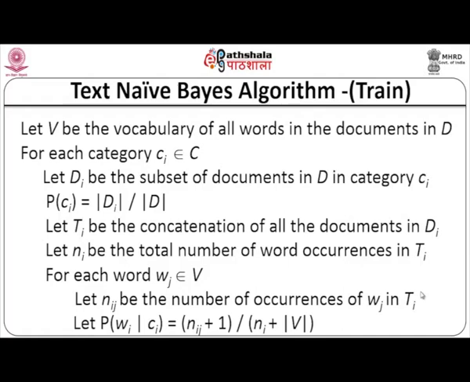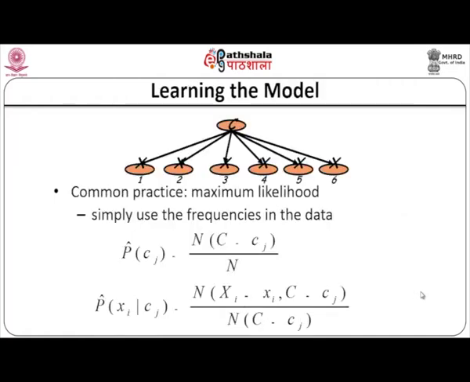So, now we are defining the likelihood. The probability of Wj given the class Ci is equal to Nij plus 1, divided by the total number of word occurrences plus the size of the vocabulary. Nij is the number of occurrences of that particular word in Ti. I will tell you why we are using plus 1 again. So, this is how it is done for text training. This is a slightly different definition of exactly what the conditional probability is here.